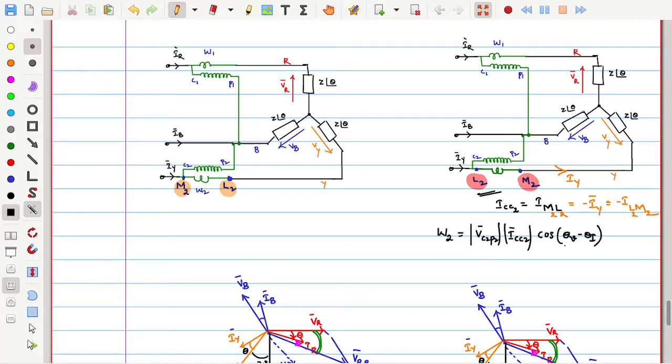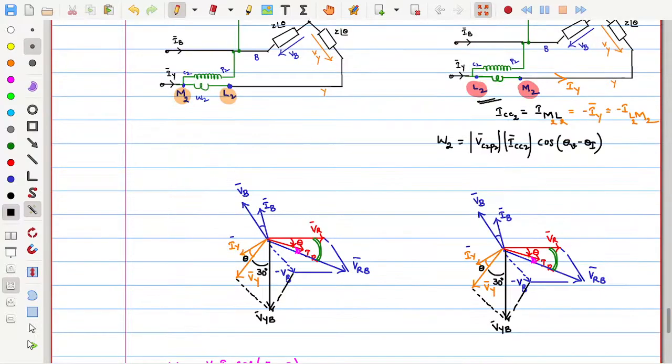What is voltage? Same voltage, there is no change in the pressure coil. Which voltage is? Y to B. I already got Y to B. But which current? ICC2. How much is that? Minus IY. Where is minus IY? Opposite to IY. This is what minus IY. So now, this is minus IY.